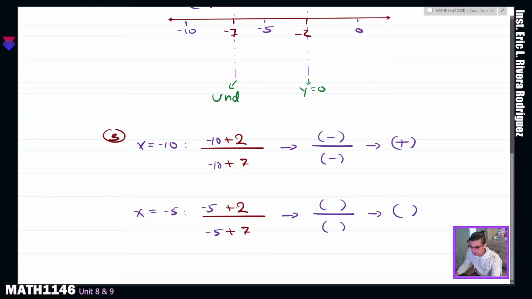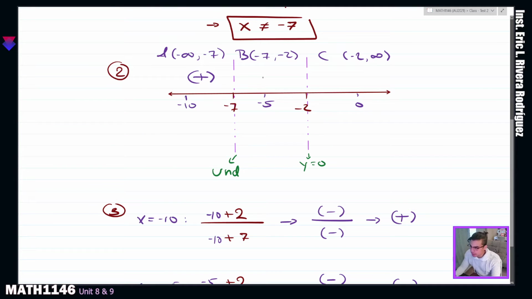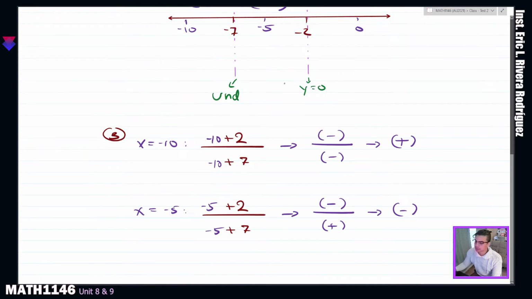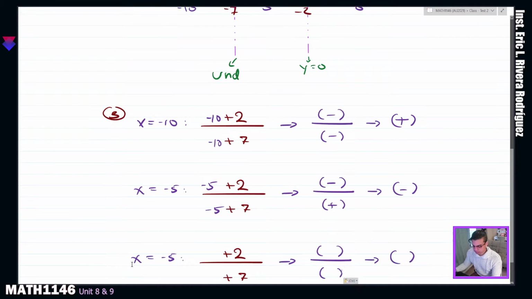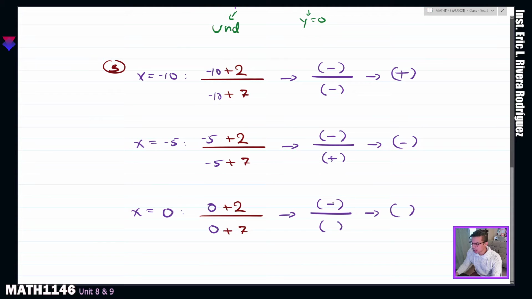So we have negative, we have positive at the bottom, the sign is negative, so the region is negative. And the other one, region C, we test with x equal to 0, so we have positive, positive, and positive.